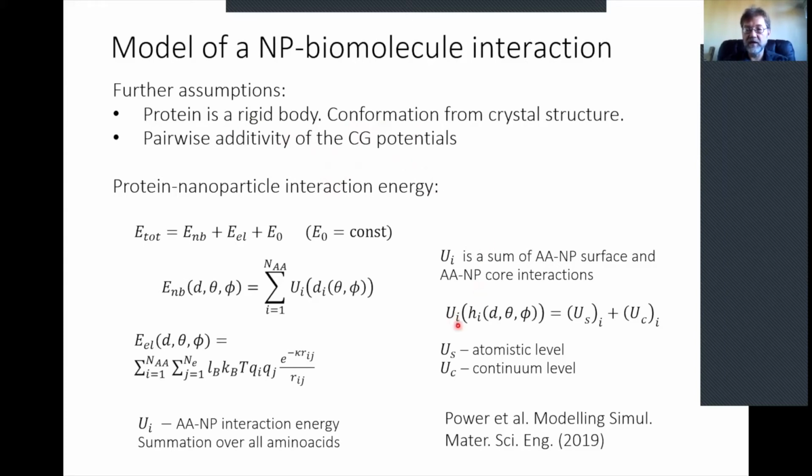And then we say the energy of non-bonded interactions, electrostatic is here, but the energy of other non-bonded interactions will be split in two parts: a surface, which will be modeled at the atomistic level, and bulk, which is modeled at the continuum level, core. My index here is core.